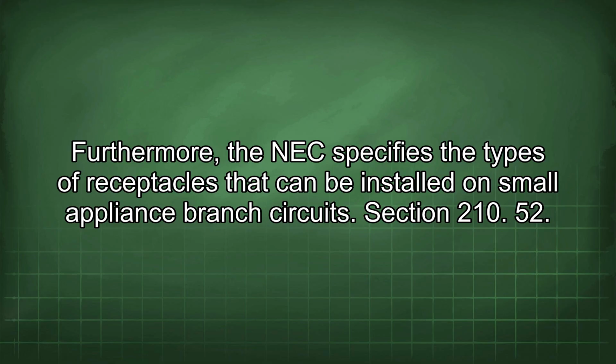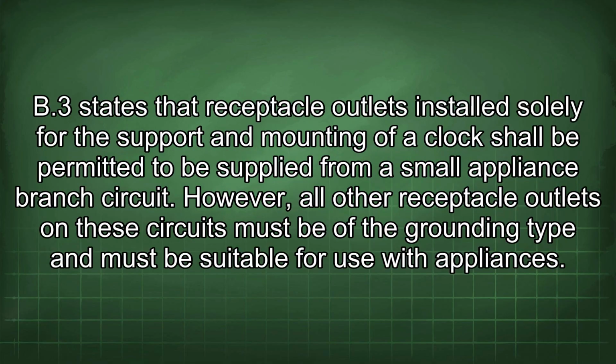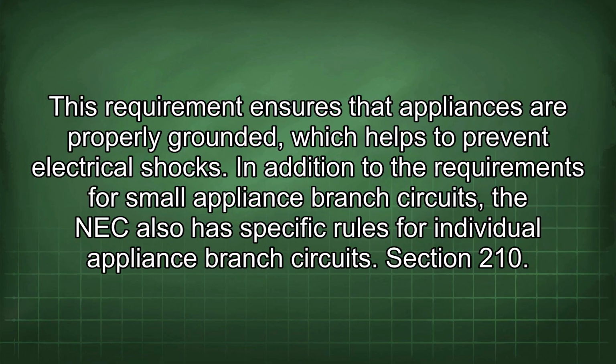Furthermore, the NEC specifies the types of receptacles that can be installed on small appliance branch circuits. Section 210.52(b)(3) states that receptacle outlets installed solely for the support and mounting of a clock shall be permitted to be supplied from a small appliance branch circuit. However, all other receptacle outlets on these circuits must be of the grounding type and must be suitable for use with appliances. This requirement ensures that appliances are properly grounded, which helps to prevent electrical shocks.